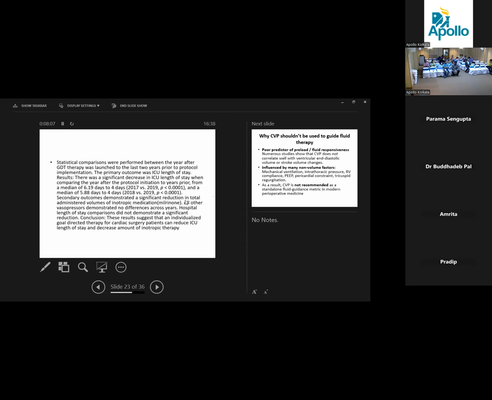And he found that the hospital length of stay, although it didn't demonstrate a significant reduction, there was a significant reduction in the total administered volume of inotropic medication, reduced incidence of acute kidney injury, and also reduced length of ICU stay.